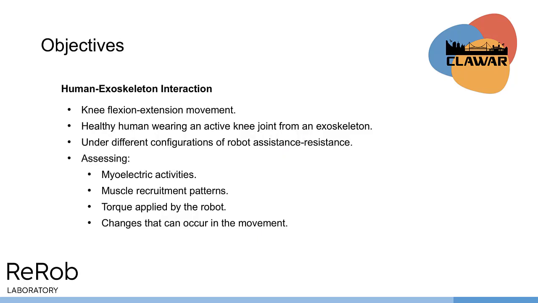Considering these difficulties, the objective of this study was to evaluate the human-robot interaction during repetitive knee flexion and extension movements. To measure this interaction, several tests were developed on a person wearing an exoskeleton with an active joint, using different robot configurations, including resistive and assistive modes. This assessment involved the measurement of myoelectric activity, muscular behavior, the robot applied torque, and a potential change during the movement.